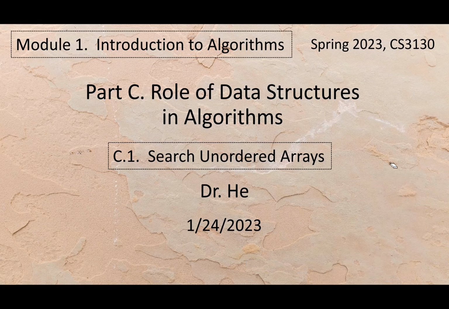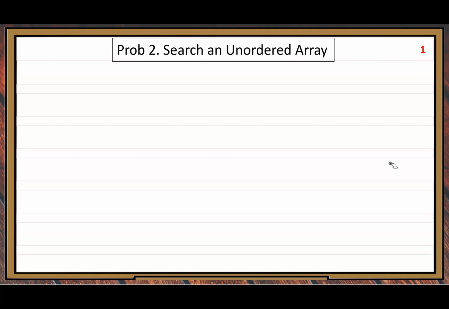All right, so the title, Role of Data Structures in Algorithms. So we consider another important topic here, data structure. C.1, search unordered arrays. That's a simple computing problem, but we can look at the importance of the data structure role. Our problem number 2, search an unordered array.